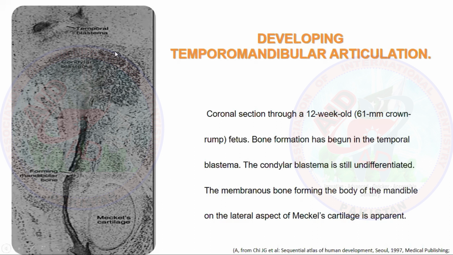This condylar blastema is basically giving you the condensation of the connective tissue generating cells at the level of the condyle. But when you move down, you see this is the mandibular bone developing here. And what is the orientation of the developing bone? That is the Meckel cartilage. Meckel cartilage basically remains far below the condyle.